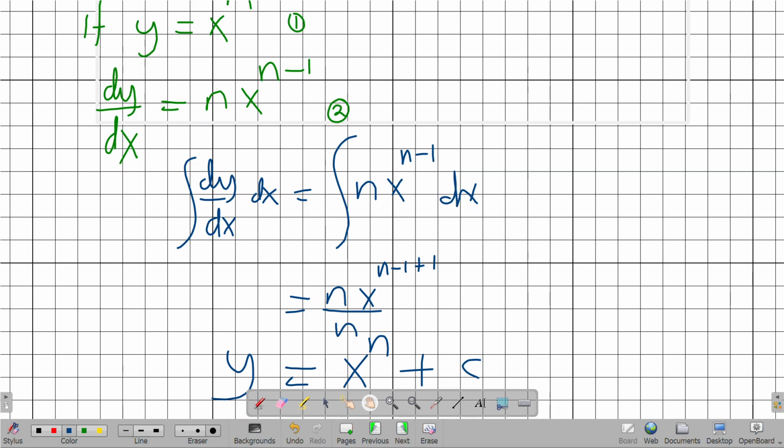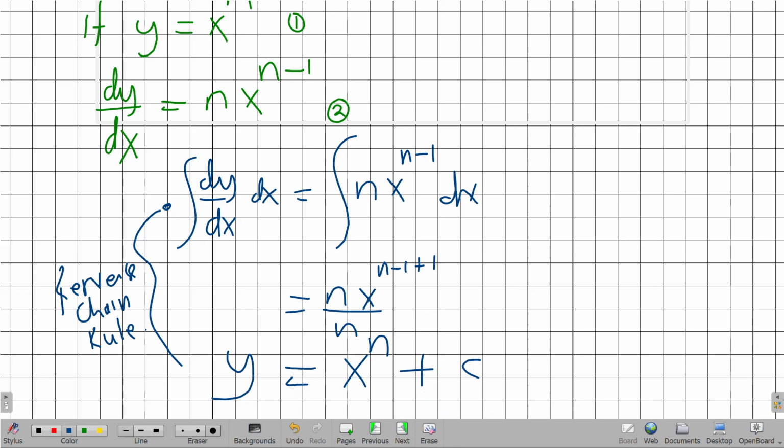Hence, what I've done here is the reverse chain rule. You are simply saying if you integrate a derivative of a known function, you should go back to the known function already. The most basic known functions are these straight line functions, y is equal to x to the power of n. Those are the known functions. So if we integrate that, we get to that part.